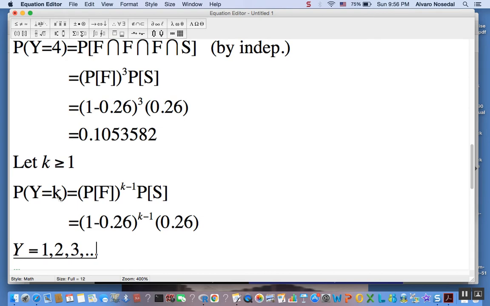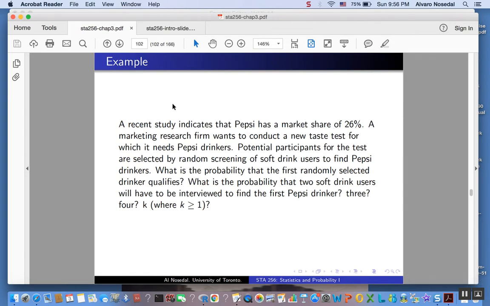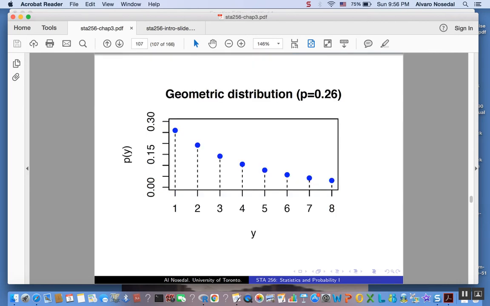Okay, so let me show you a graph of that probability distribution. Let me go back to our lecture notes. I think that I have it here. Okay, yeah, that's what the graphical representation for a geometric distribution looks like when the parameter, the probability of success, is 0.26. Okay, looks like this. Now, how about we try and find those probabilities more quickly?